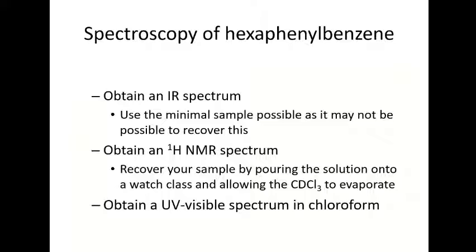And finally, the spectroscopy for the hexaphenylbenzene. As usual, you need to obtain the IR spectrum and use the minimal sample possible, as it may not be possible to recover this. Obtain a proton NMR spectrum and recover your sample by putting the solution onto a watch glass and allowing the chloroform to evaporate. Finally, you also need to obtain a UV-visible spectrum in chloroform.